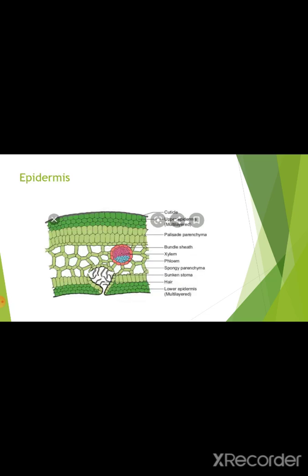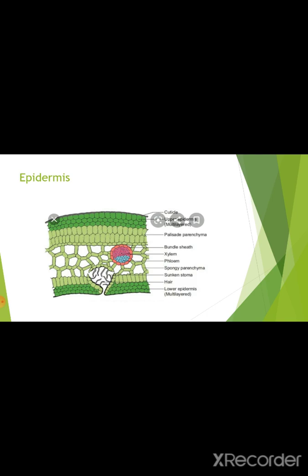Epidermis. Epidermis is a protective tissue. The epidermis of leaves secretes a waxy content called cutin. It protects the leaf and also prevents the loss of water. Due to presence of cutin, water drops do not stick onto the leaves.